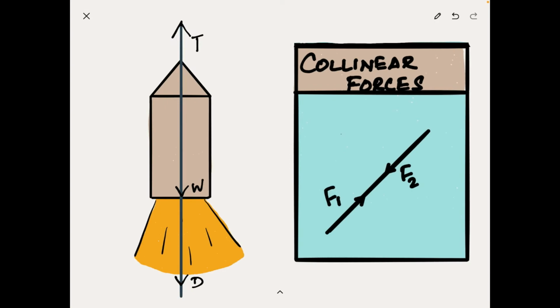Finally, we have collinear forces. Two forces are collinear if the line of action of both the forces is the same. The best example of collinear forces is a rocket flying vertically upwards. Look at this image. The thrust force T is propelling the rocket in the vertical direction, while the self-weight of the rocket and the drag pull are acting vertically downwards. All these three forces share the same line of action, so they are categorized as collinear forces.